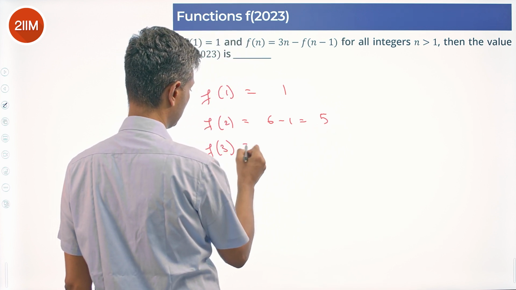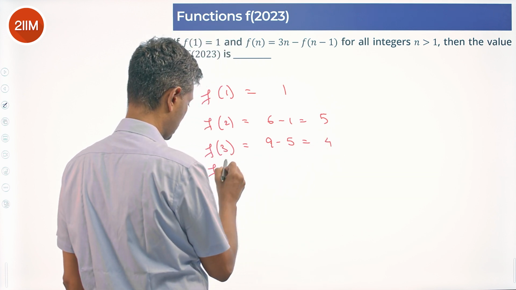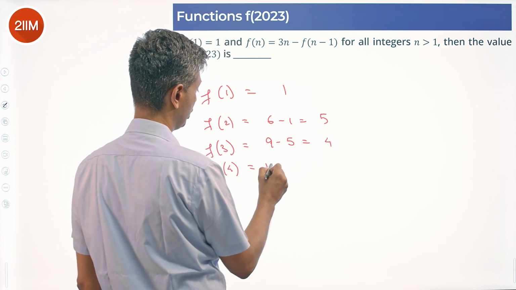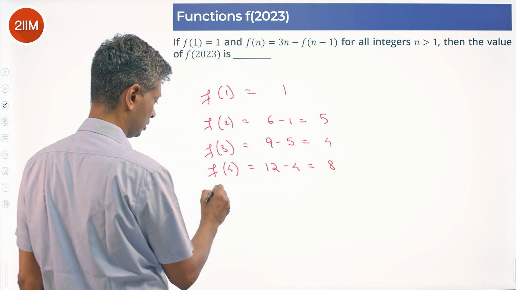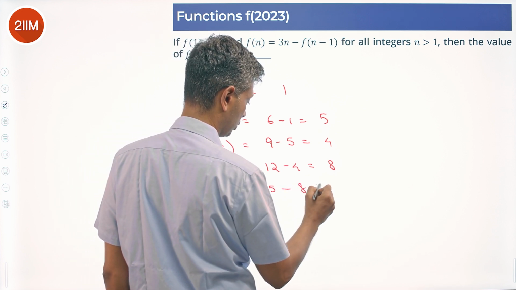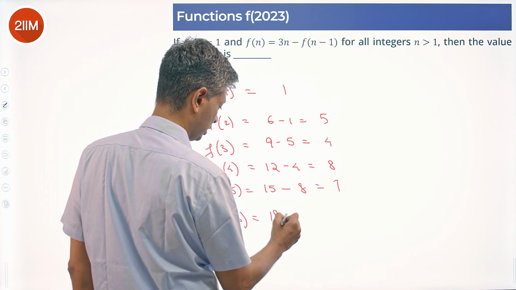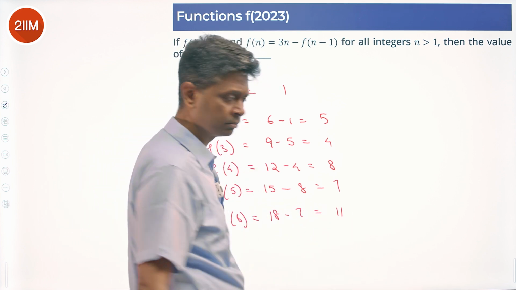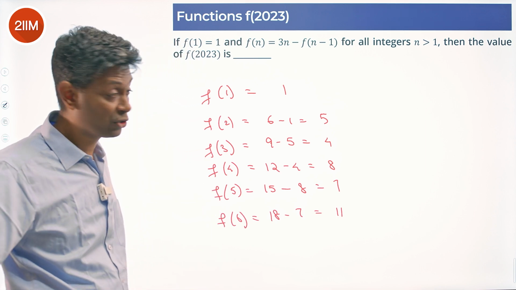F of 3 is 3 into 3, 9 minus 5, which is 4. F of 4, 4 into 3, 12 minus 4, which is 8. F of 5 is 15 minus 8, which is 7. F of 6 is 18 minus 7, which is 11. Wonderful sequence. We've got a bunch of numbers.